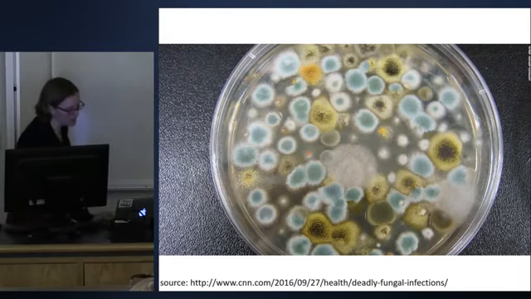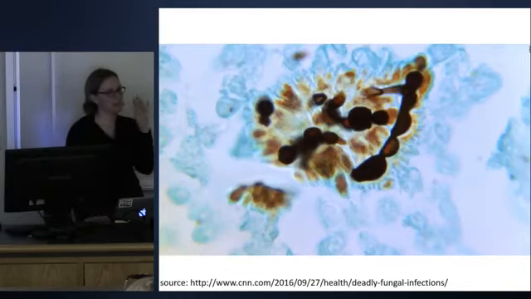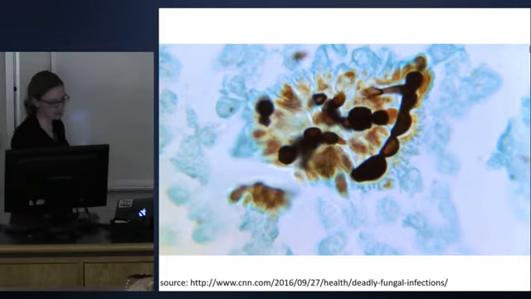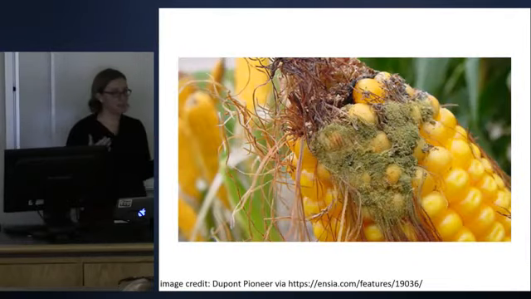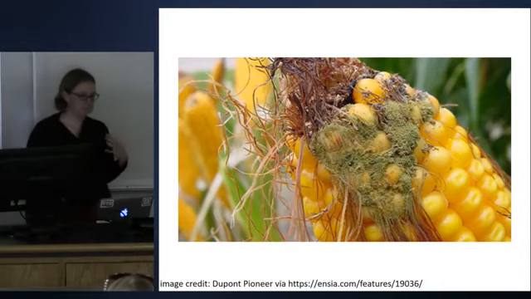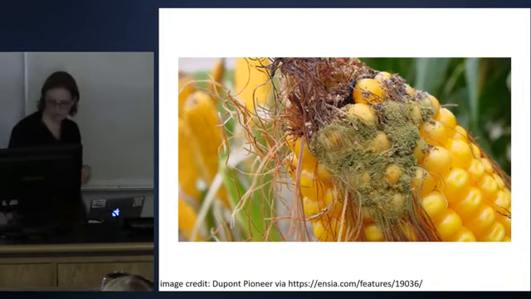And so this is a picture of one kind of fungus, Candida, that is responsible for 40% of hospital bloodstream infections. So just this one fungus causes quite a lot of hospital bloodstream infections. And then fungal diseases are really, really important crop diseases. So more than two-thirds of all crop diseases worldwide are caused by fungal pathogens.